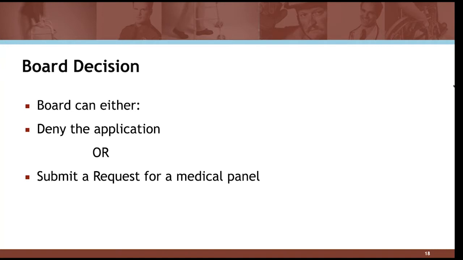So based on the information before them, the retirement board can either deny the application or they can request a medical panel at this point.